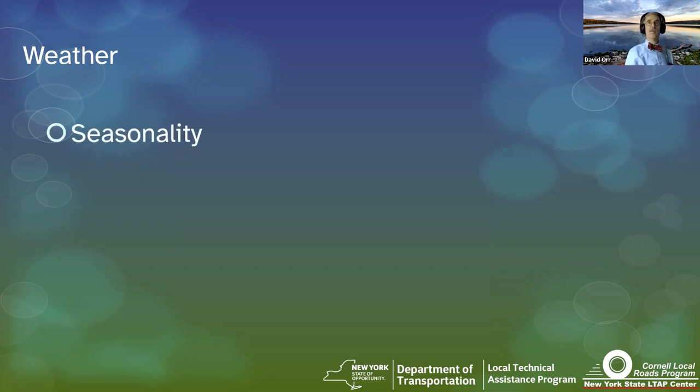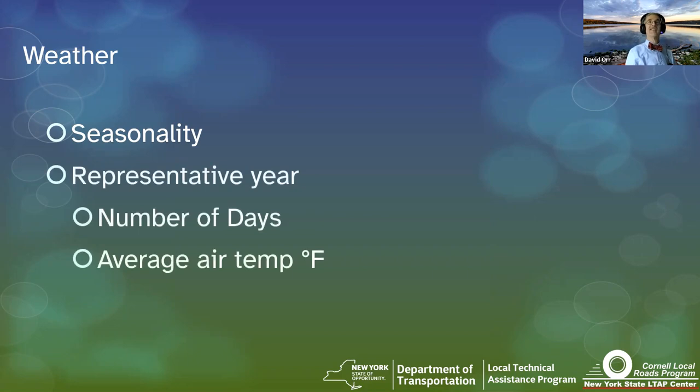In terms of weather, you're going to deal with that seasonality. This tool that I'm showing you is a representative year tool. So it does the number of days of each season, even if they're not contiguous. And you actually need the average air temperature. Why do I need the average air temperature in my weather calculation? It's actually a very important number. And in the AASHTO MEPDG, they actually do hourly calculations for air temperature. Why does the air temperature matter?